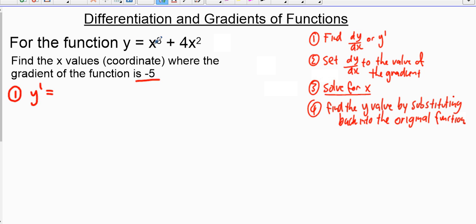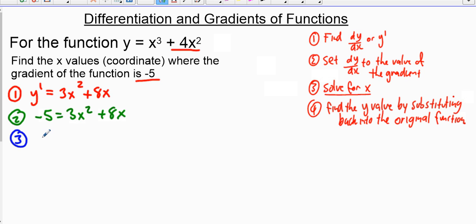All right, so the first step is to find the derivative of my original function. The derivative of x cubed is 3x squared. The derivative of 4x squared is going to be plus 8x. In step 2, I now set my derivative equal to the gradient given. So -5 equals 3x squared plus 8x. And now the third step is to rearrange and solve for x. So we get 0 equals 3x squared plus 8x plus 5.